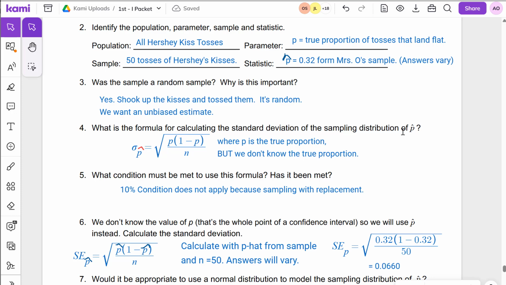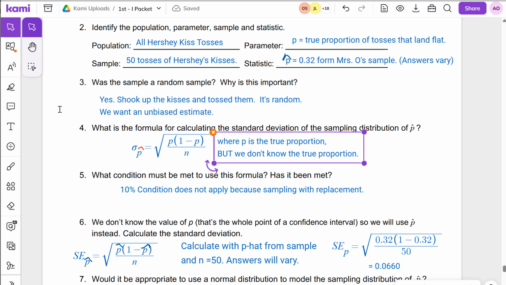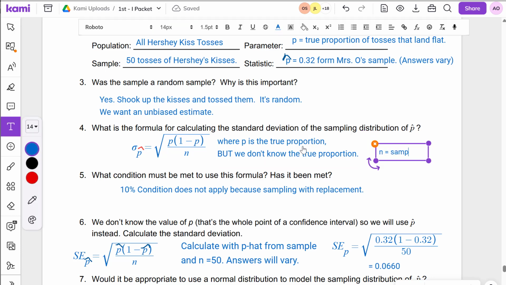All right. So what is the formula for calculating the standard deviation of the sampling distribution of p hat? You recognize this. We did this when we did sampling distributions. It's the square root of P times 1 minus P all over N, where N equals the sample size. Most of you should know this by now, but it happens. You're like, what's N? It's the sample size. So just a little reminder there.